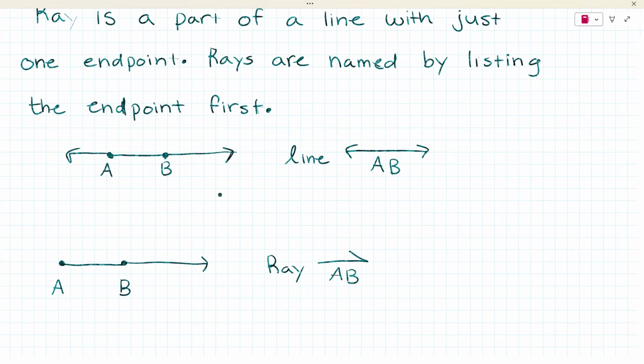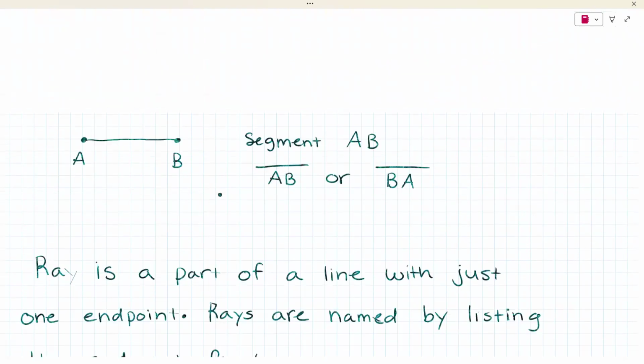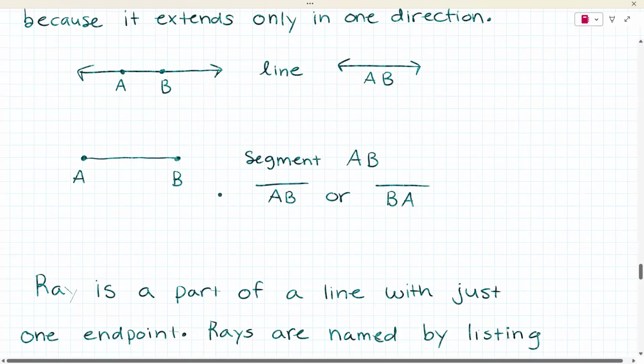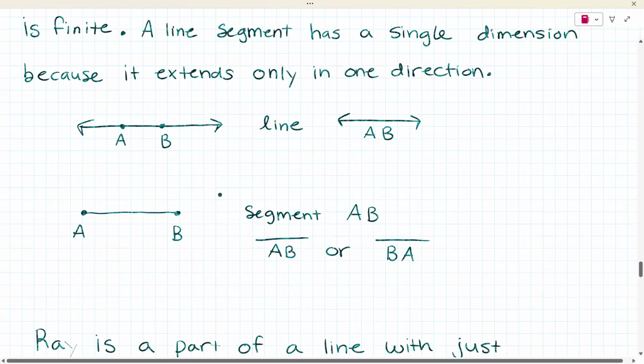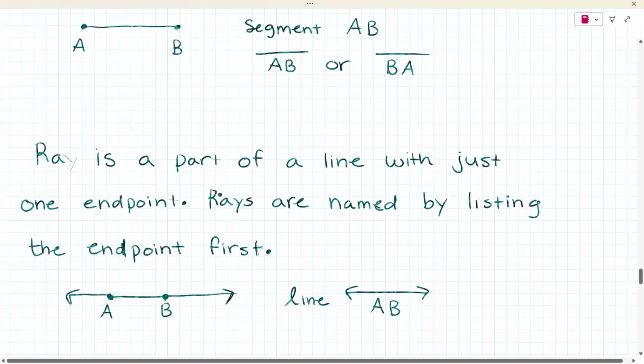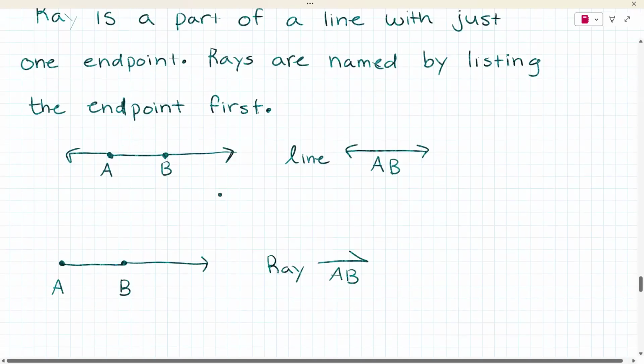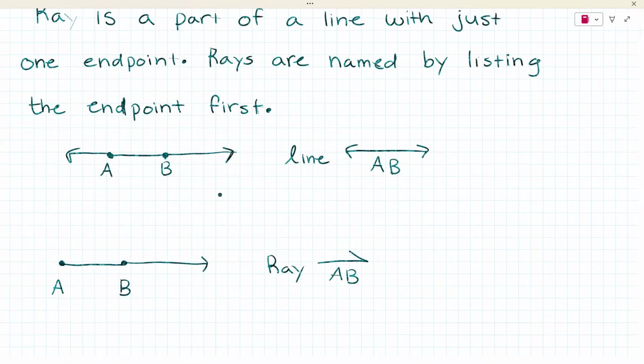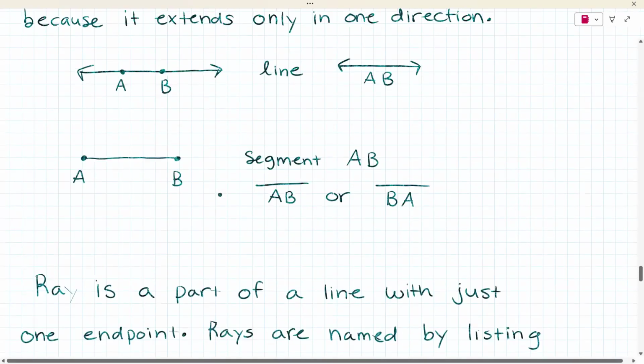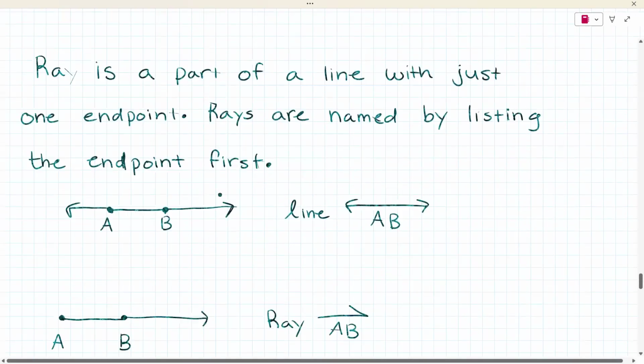In a line segment, the difference is there's a straight line. And in a line, there are two arrows pointing in both directions. In a ray, it starts at one position and it never ends and it never stops. So you have one arrow pointing in one direction or one arrow pointing in the opposite direction. So that's the difference between a line, a segment, and a ray.